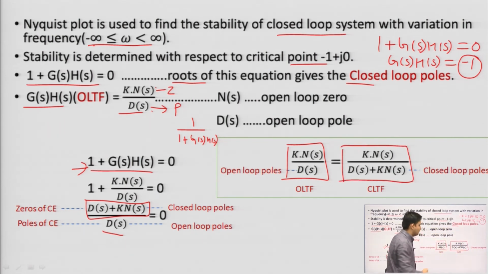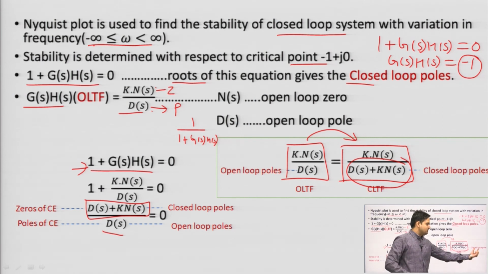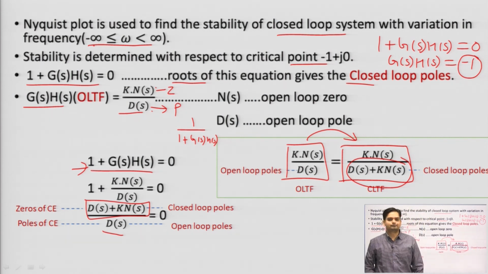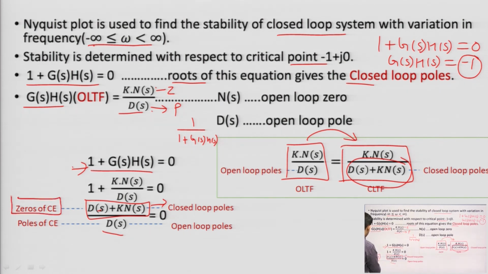I told you this concept, how to obtain the closed loop transfer function from a given open loop transfer function. So, here what is the denominator? This is D(s) plus K times N(s), which is giving us the closed loop poles. Okay. So, here I can say D(s) plus K N(s), what? This is the closed loop pole, but if I observe it with respect to the characteristic equation, this is giving me the zeros of the characteristic equation.